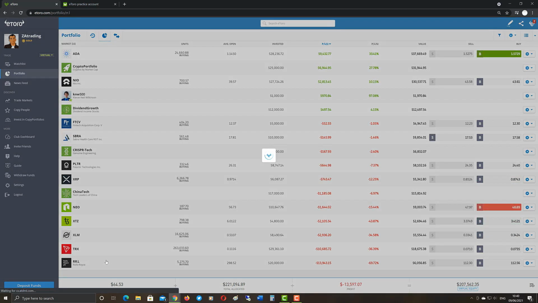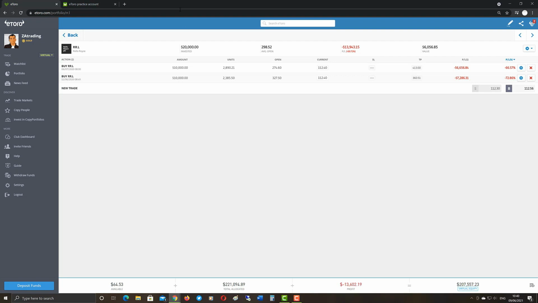So if you look at Rolls-Royce at the moment, I invested $20,000 in it. It is in the negative by $13,000 or $14,000. The value of it is worth $6,000. So if I were to sell it now, I'd be selling it at a loss.